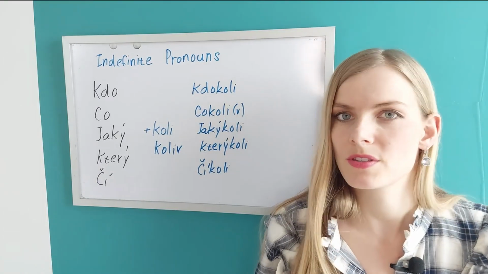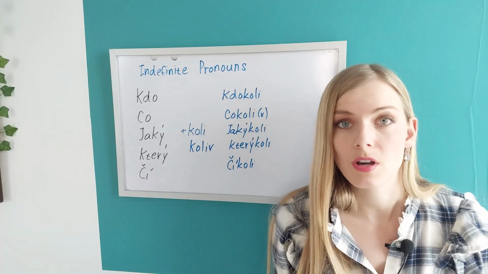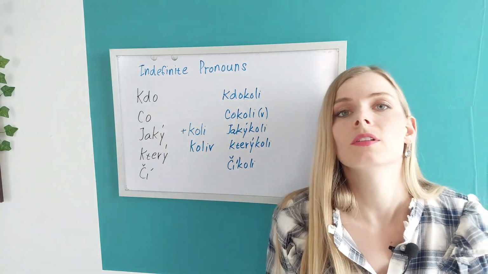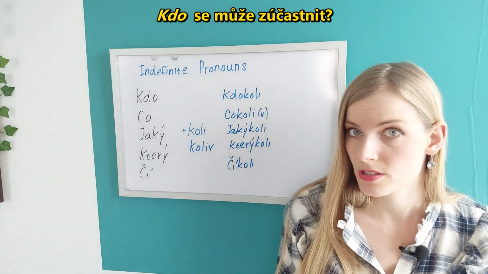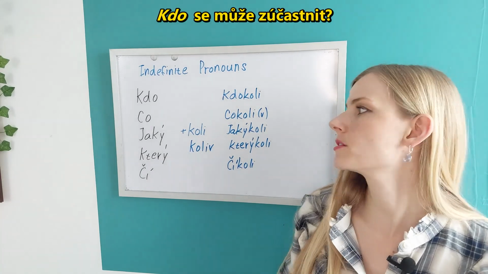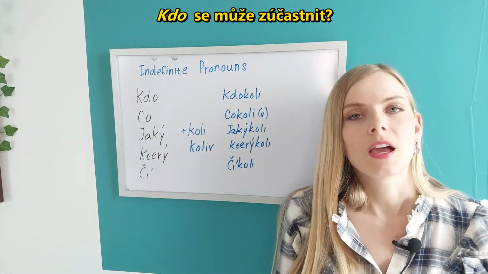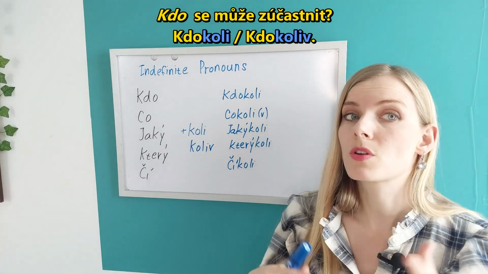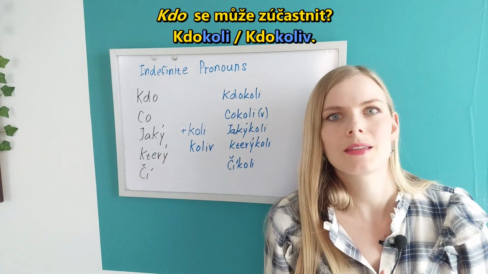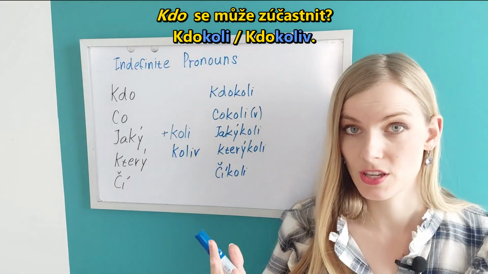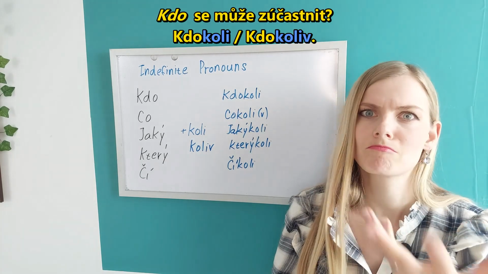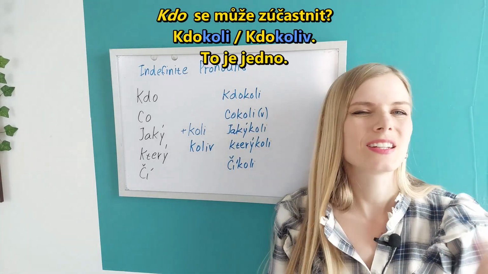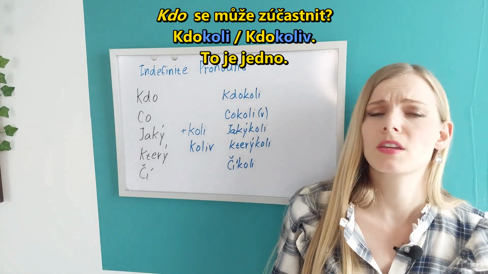So now we are going to do a simple activity. I'm going to give you a question with these pronouns first. For example, kdo se může zúčastnit? Who can participate? And your task is very easy. You are just going to answer kdokoliv. You're going to say, oh, doesn't matter. It can be anybody, whoever. Ještě jednou. Kdo se může zúčastnit? And you say kdokoliv. You can even add to je jedno. It doesn't matter. Kdokoliv, to je jedno.